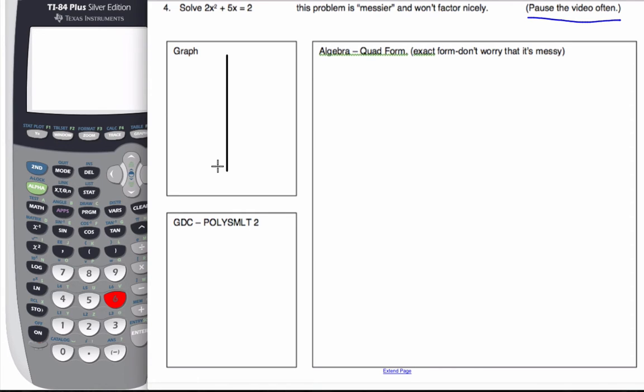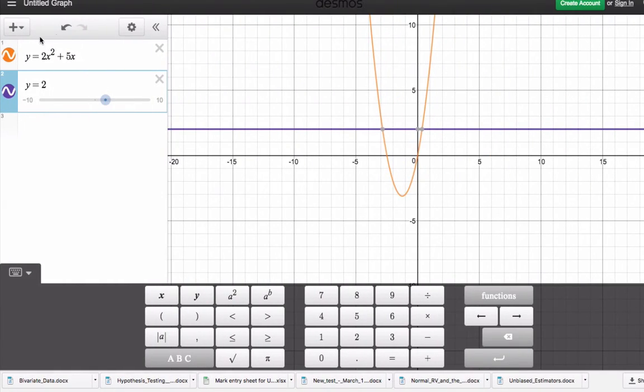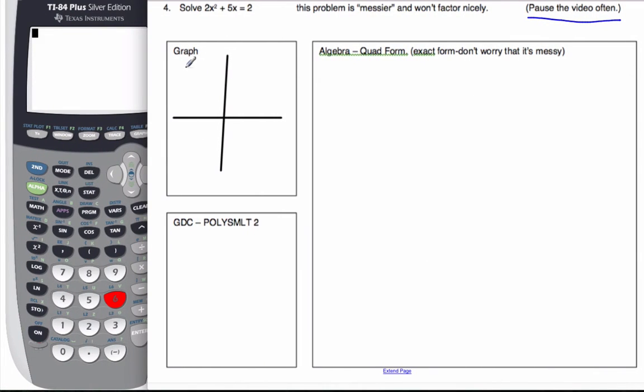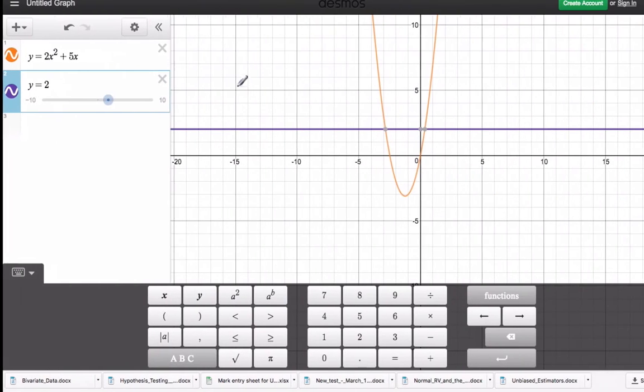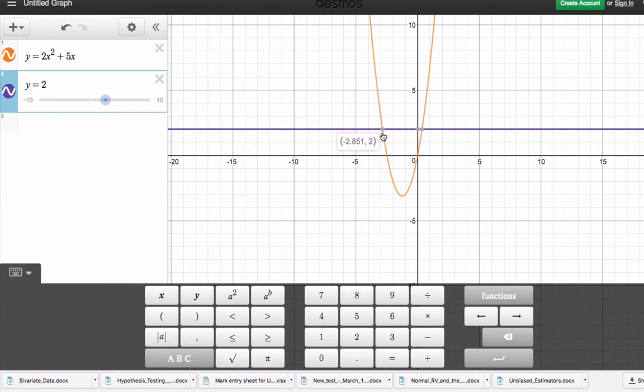Here are my axes. The method I'm going to do for this one, this time, is I'm just going to do Desmos. And here are my two graphs. I have the orange curve going up here, which looks relatively like this. And then y is equal to 2 is something like that. And I'm looking for these points of intersection. So this is y is equal to 2x squared plus 5x, y is equal to 2. Finding the points of intersection is quite simple.